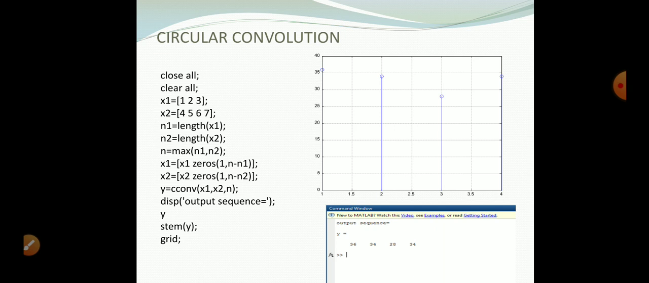Here we can see in the command window on the right side the output sequence y equal to 36, 34, 28, 34. This is the output value that we got after performing the circular convolution among the values of 1, 2, 3, 4, 5, 6, 7. To plot these values graphically, we can give the function stem of y in grid format. And next is the DFT.